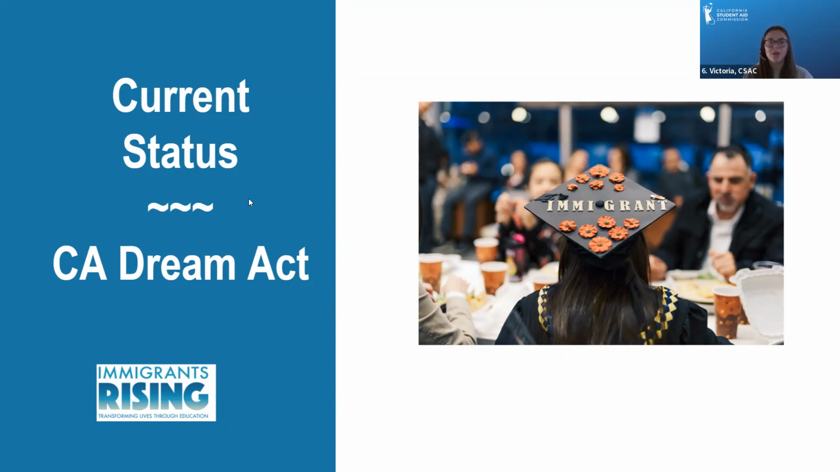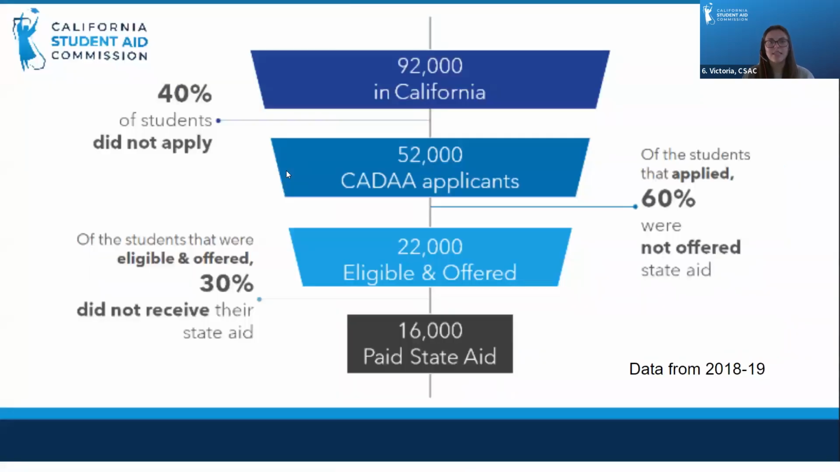I'm going to walk through some numbers now. We have some different graphics that will show the breakdown of applicants and how our numbers are looking for this year. Can we go ahead to the next slide, please? All right. So as Nancy mentioned, there are about 92,000 undocumented students in California.